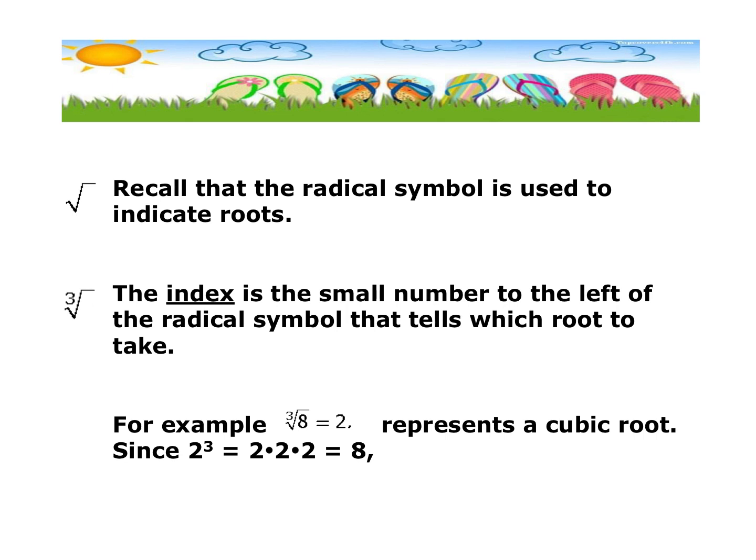indicate roots. Now remember, the standard root is only based on pairs. But now we can add an index. For example, the index is a small number to the left of the radical symbol that tells which root to take. So in the standard radical form, it's a 2. If it has an index, it has a different type of root.